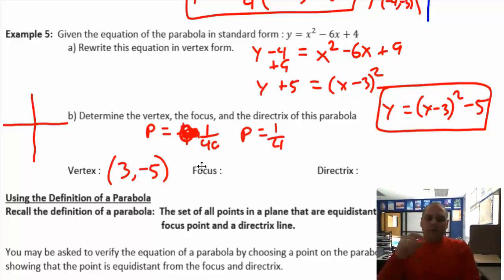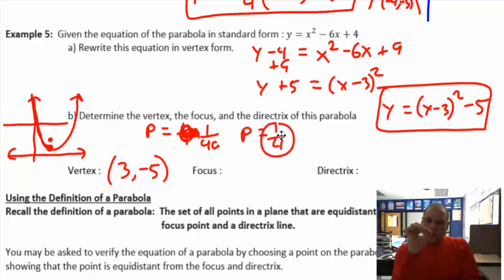That means I'm going up and down 1/4. Now, you know what opens up? We know our vertex is at 3, -5. 1, 2, 3, -5. I know it opens up. So it does something like that. So my focus and my directrix, now the p is only 1/4. So I'm only going up 1/4 and down 1/4.